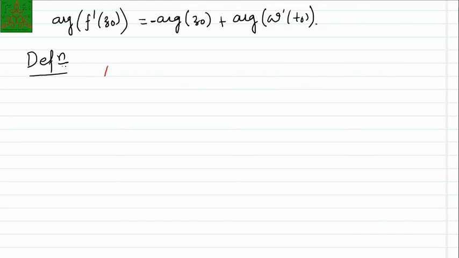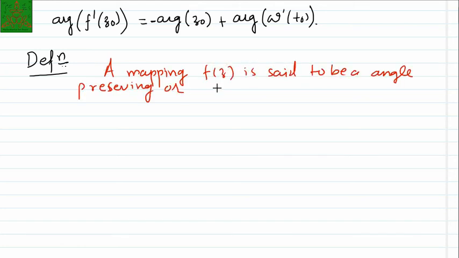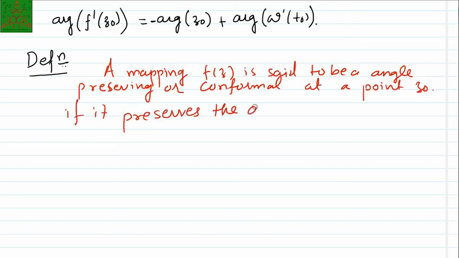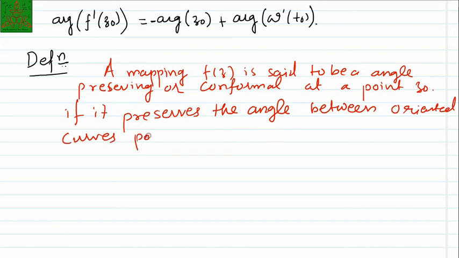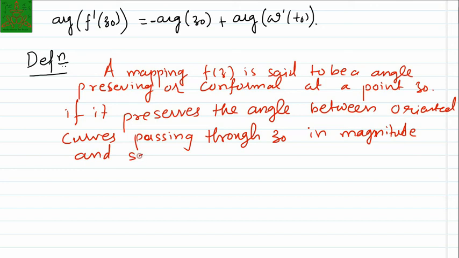Now let us go to the definition of the conformal mapping, or I can say angle preserving map. A mapping f of z is said to be an angle preserving map, or conformal, at point z0 if it preserves the angle between oriented curves passing through z0, in magnitude and sense. Sense means the direction. So conformal means it preserves the angle between the two curves in magnitude as well as in sense.